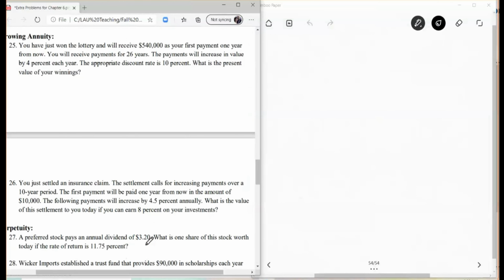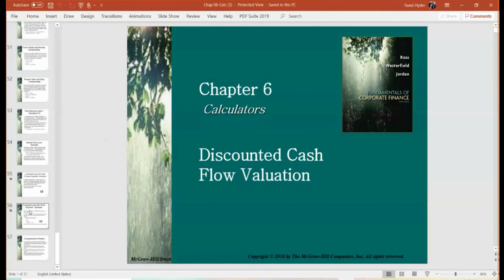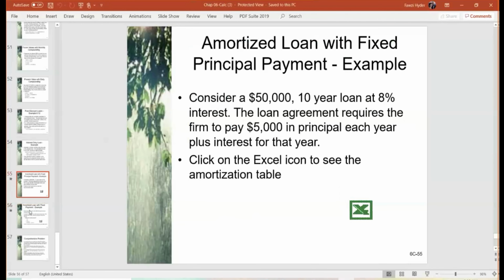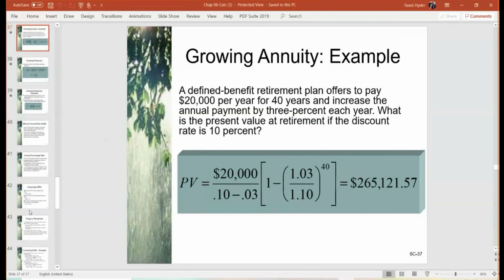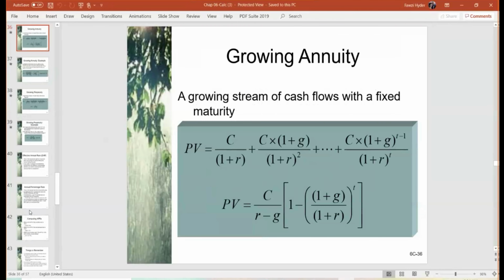Now questions that relate to growing annuity. Now with growing annuity, I'm going to use the following formula. PV equals C divided by R minus the growth rate, into 1 minus 1 plus the growth rate divided by 1 plus R, to the power T.